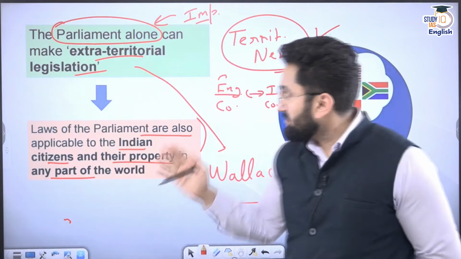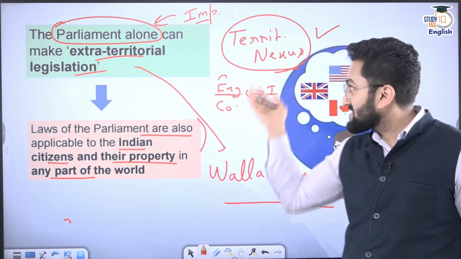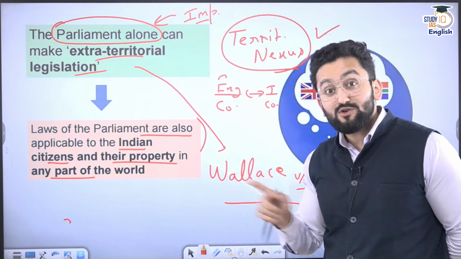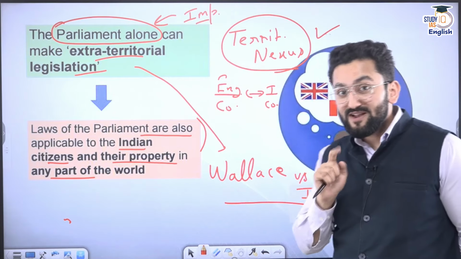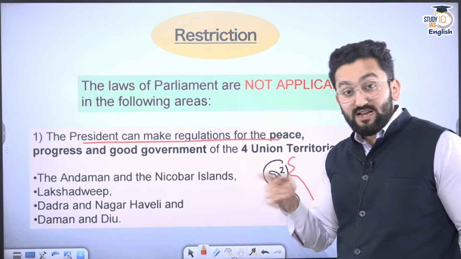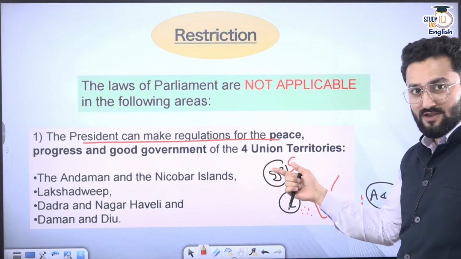So in this case, what is happening? Extraterritorial legislation is in place, right? This law is being applied to other territory also, right? But this power is also not absolute. The test of territorial nexus should be made, right? Now, what are the restrictions? I told you, exceptions are there. Just take a look over these exceptions.